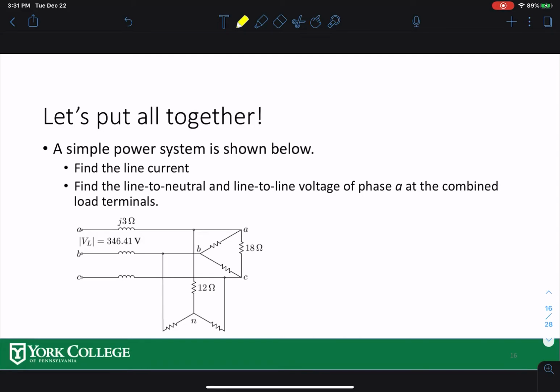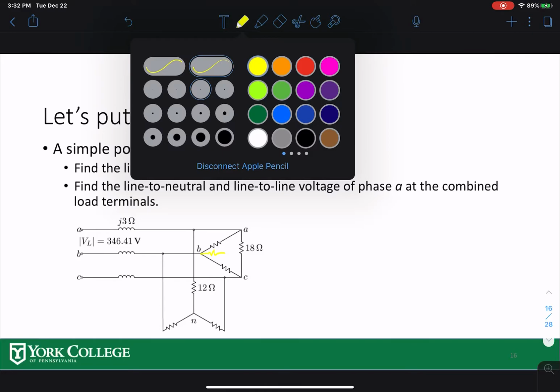So let's put everything together here. If I have this circuit to solve, how do you start? First of all, do not try to solve any circuit with a delta load combination. First things first, you have to find the equivalent circuit from delta to Y. Let me change my color here.